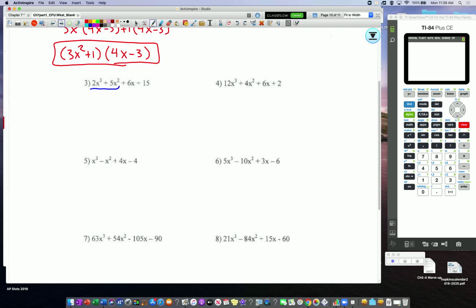Group the first two together. Well, 2 and 5 don't have anything in common, so I can only factor out the x squared. So I'm left with 2x plus 5. 6 and 15, they share a 3 in common, and that goes in there 2x plus 5 times. Nice, these are matching up. So I'm left with x squared plus 3 sets of 2x plus 5.